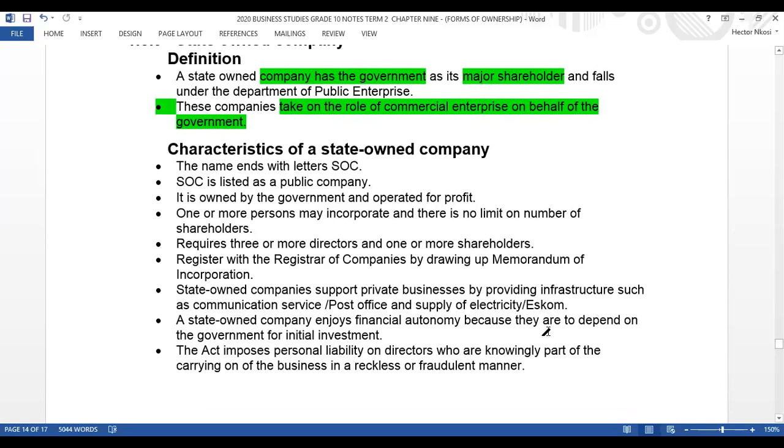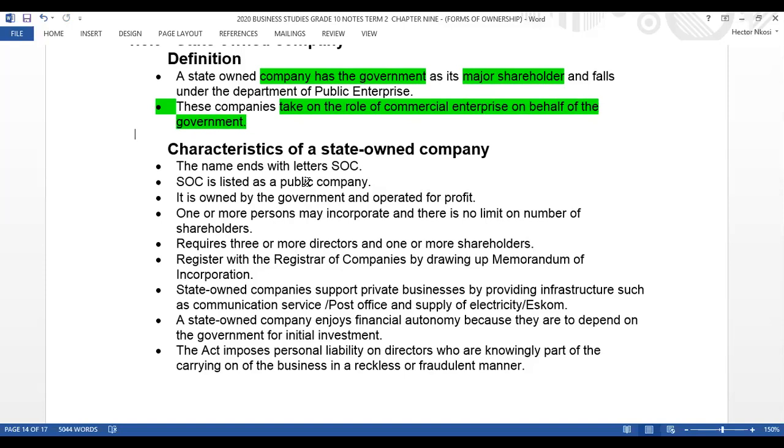Now let's look at the characteristics of your state-owned company. Meaning, what are the characteristics? These are the things we need to look for, the indicators that we can check, the things that highlight to us that this is a state-owned company. So that's what we speak about when we say characteristics, guys.